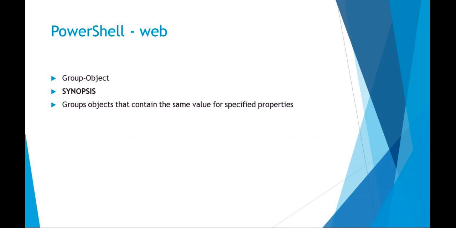Another really handy PowerShell command is Group-Object. So your Group-Object is just going to sift through an object and take similar item properties and group them together and then display those similar objects on the screen, or similar values for an object.